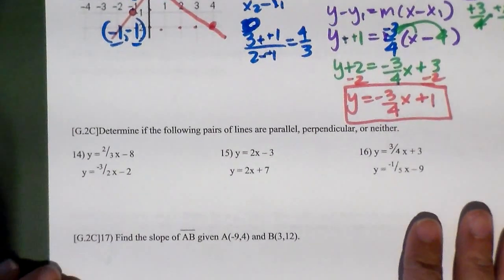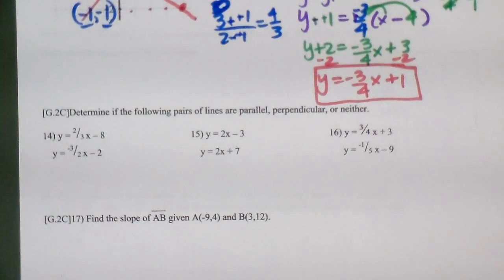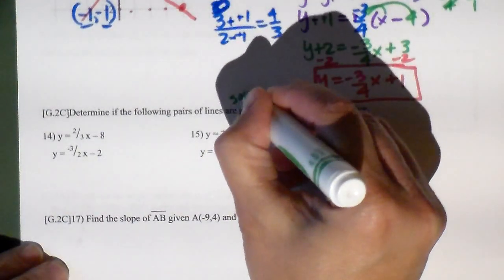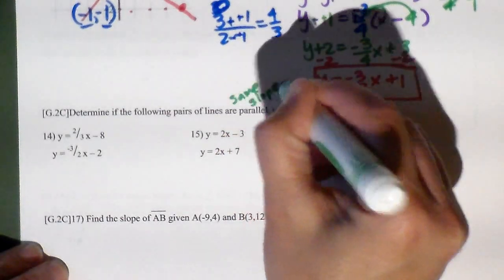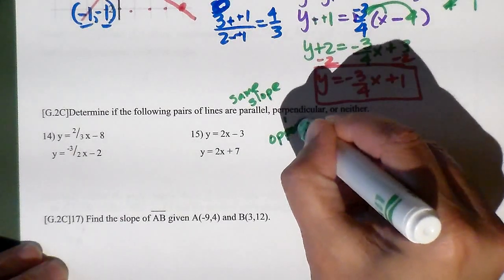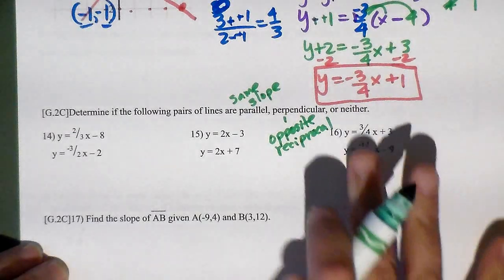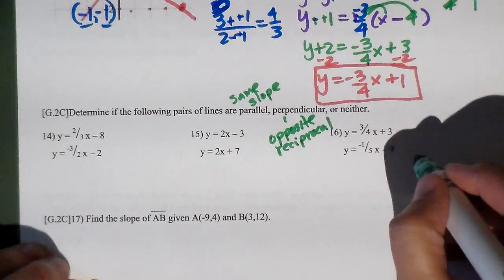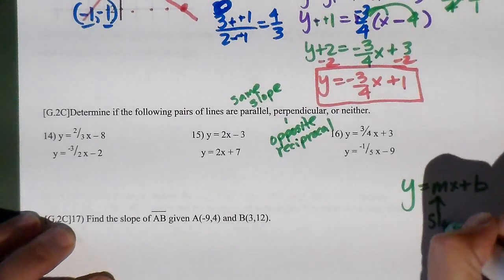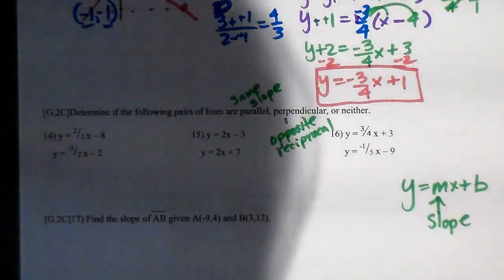Now on the next 3, I pulled these right off of the review. It asks you if they're parallel, perpendicular, or neither. Well, when you look at them, what does parallel mean? Same slope, right? Perpendicular, opposite reciprocal slopes, right? And neither means it's neither. Remember when you have y equals mx plus b, that's your slope. Okay, that's your slope.